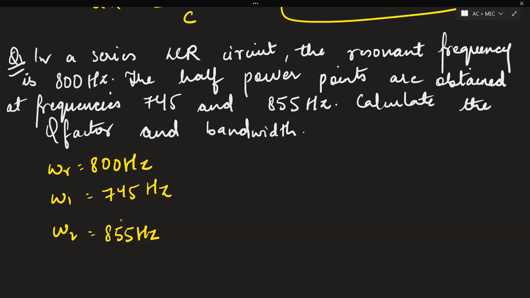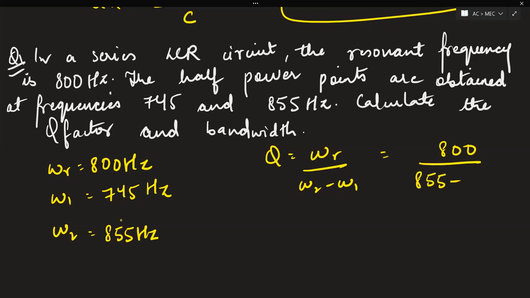For calculation of Q factor, what is it? Omega R divided by omega 2 minus omega 1. So omega R is 800, divided by 855 minus 745. That is 110, no? Yes, 110. So Q will be 800 divided by 110. So 11 into 7 is 77. So this will be around 7.27 something.